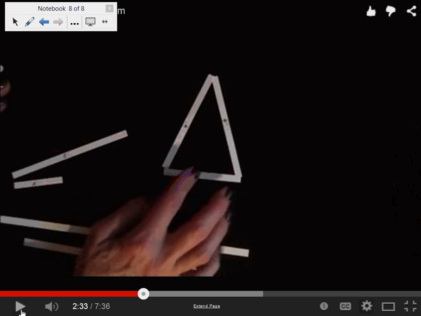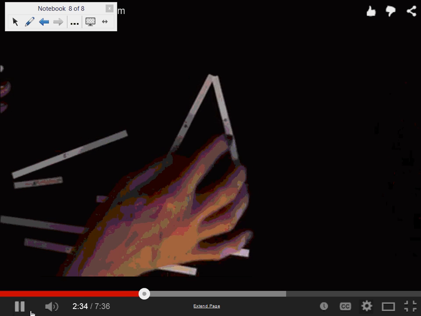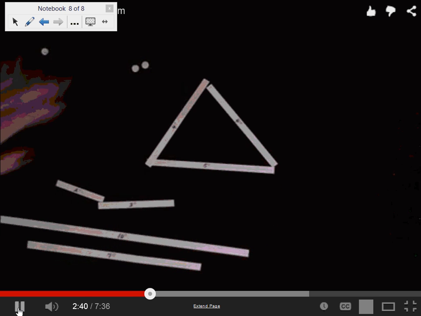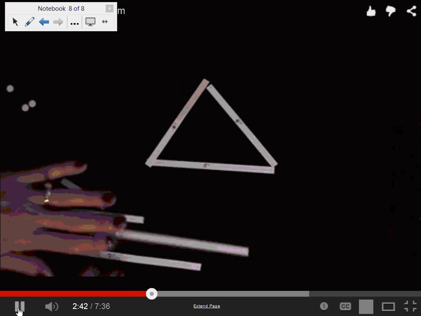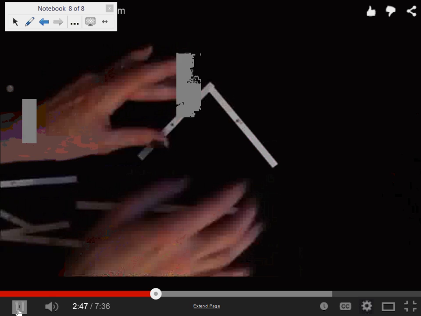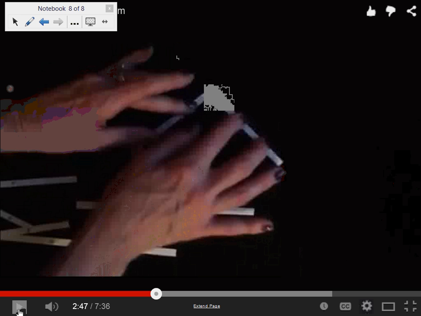I don't know. Maybe. Let's see. There may be a pattern. What about 4, 4, and 5? Does it work? Another triangle. Okay. But you see the shape of our triangle is changing while they're all isosceles. So 4, 4, and 5 work.